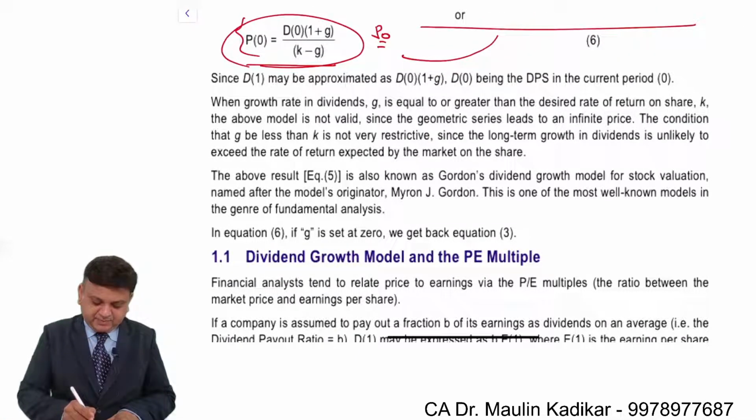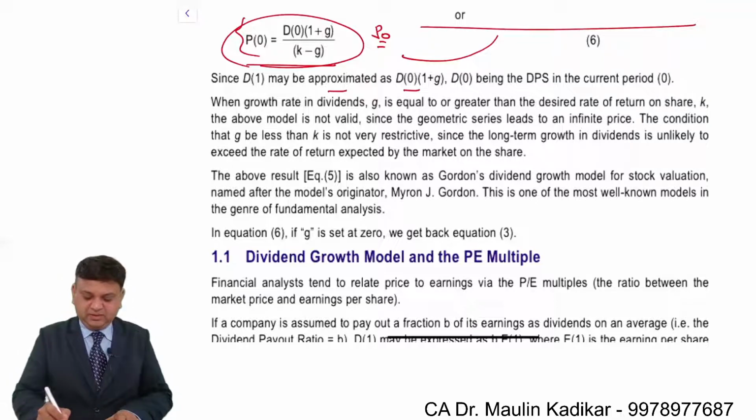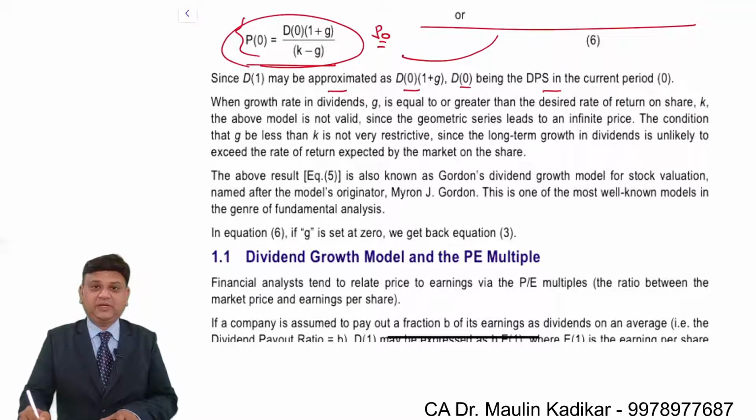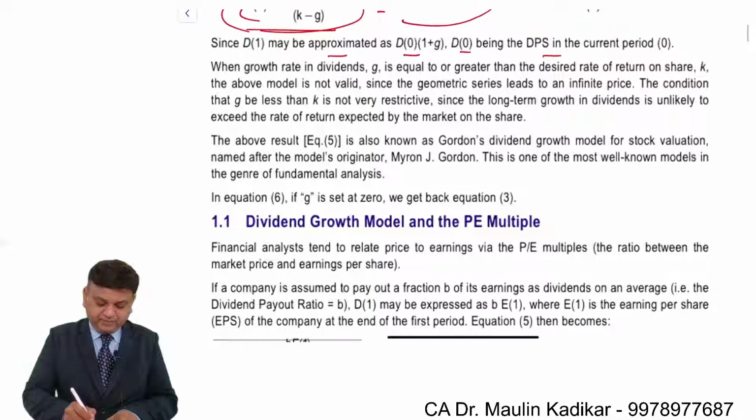Since D1 may be approximated as D0 into (1 plus G), D0 being dividend per share of the current period. When the growth rate in the dividend, G, equals or is greater than the desired rate of return, K, the above model is not valid.